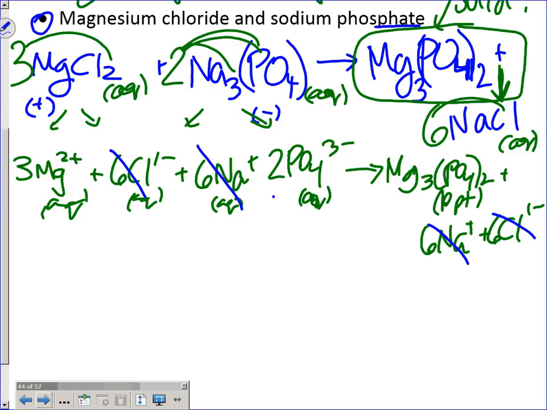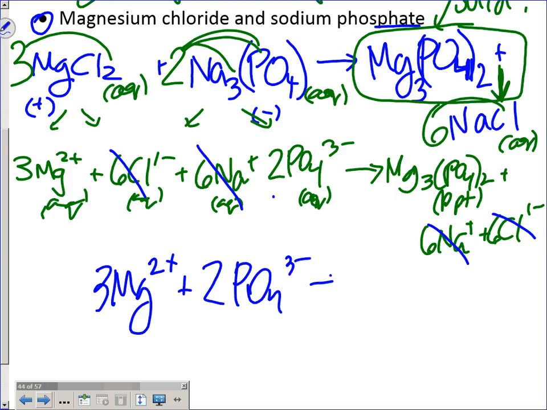So then who's really reacting here? 3 magnesium ions and 2 phosphate ions, and then what are they doing? They're making, what's the name of this? They're making magnesium phosphate, right?